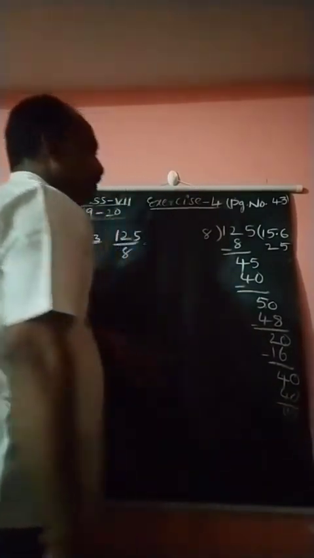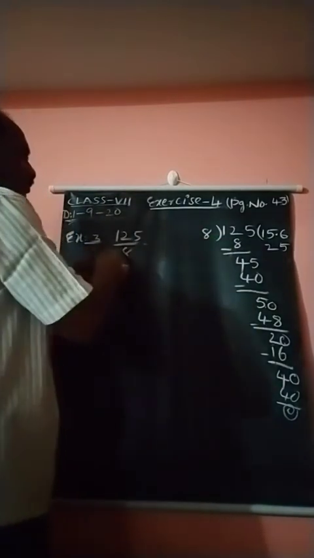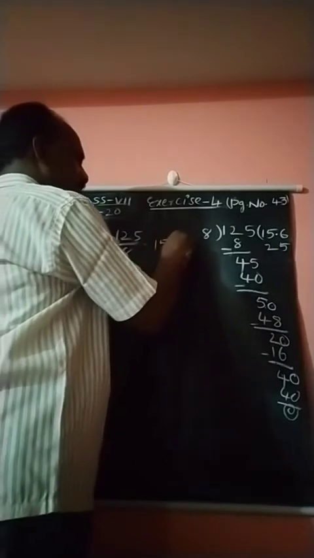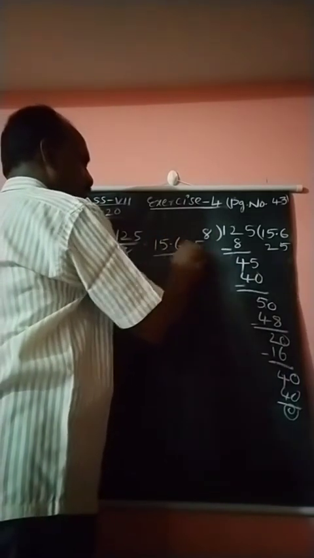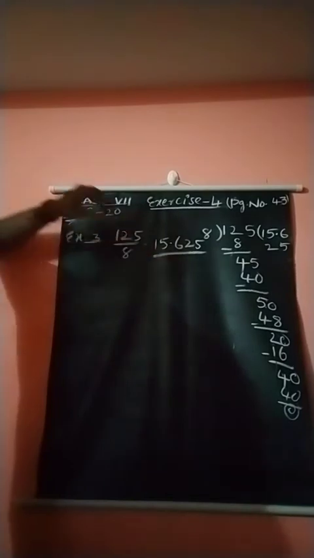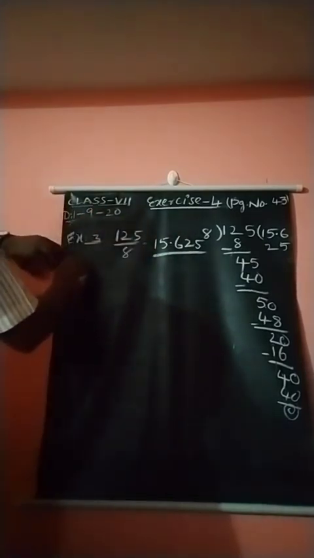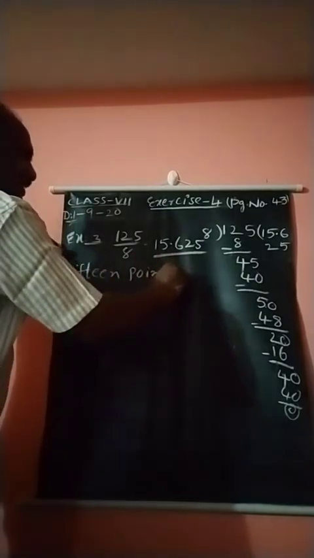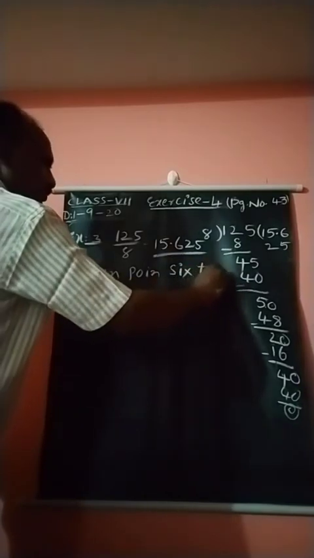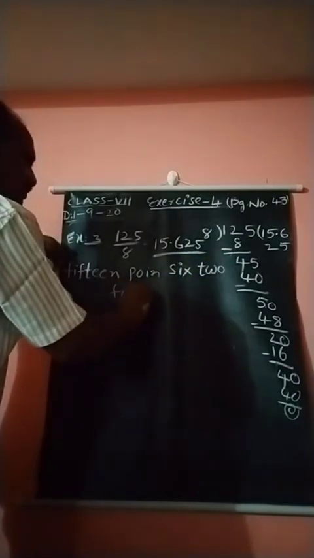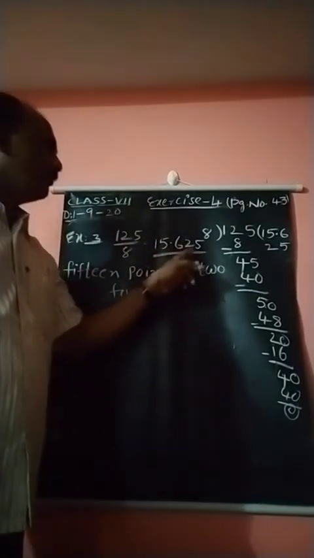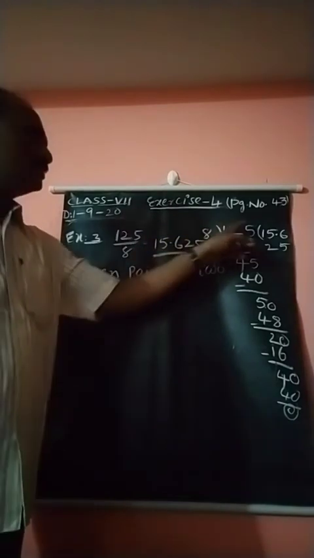So how much will you get for 125 by 8? What is the quotient here? 15.625. You can read it like this. Once again, see that 8 ones are 8.